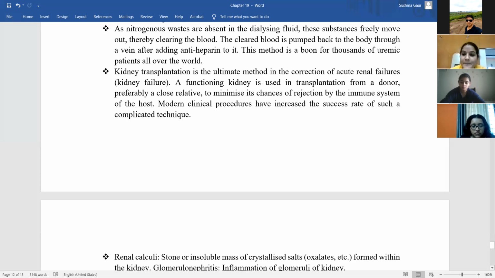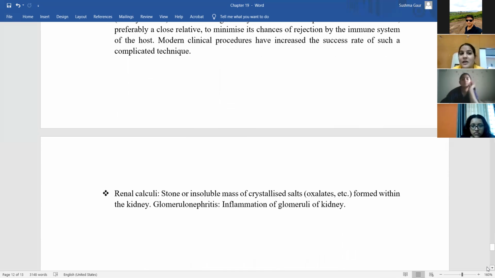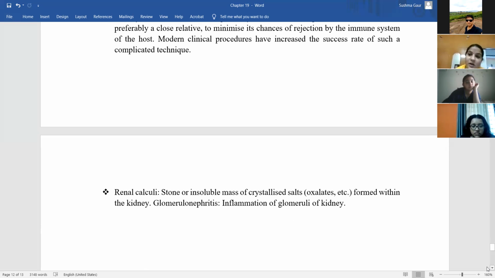ठीक है, so if there is a failure in the renal or kidney failure occurs, then kidney transplantation is a method. The functioning of kidney is used in transplantation from a donor. आपको डोनर चाहिए किडनी के लिए, कोई मिलेगा तब डोनर की किडनी आपकी बॉडी में इम्प्लांट की जाएगी.